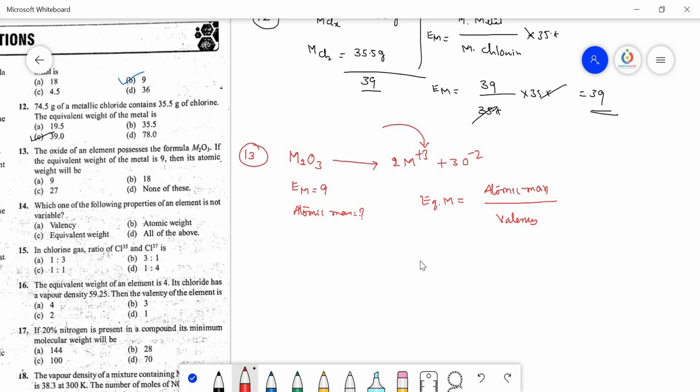Atomic mass has to be calculated. So atomic mass equals equivalent mass of the metal into valency. Equivalent mass of the metal is 9, they said. 9 into valency 3 equals 27. Option C is correct.